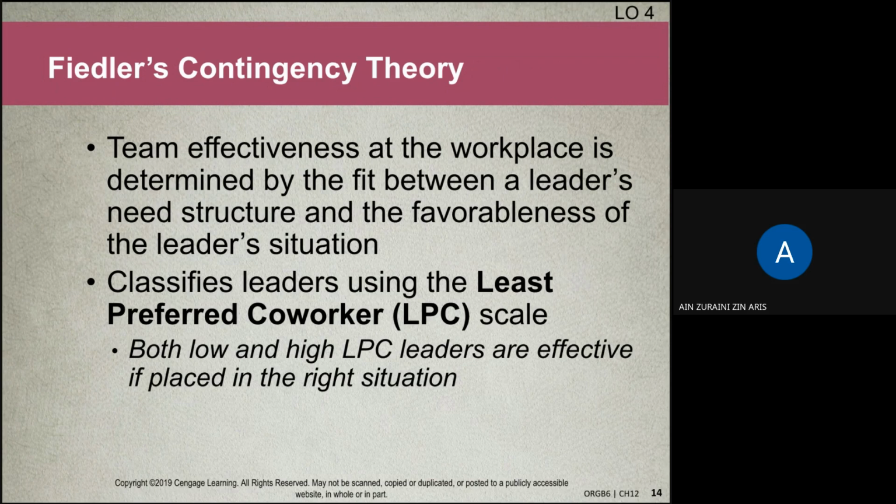and so on. If a leader gives their least preferred coworker a high rating, this means they still see some positives in that person. So these are called high LPC leaders, and they tend to be relationship oriented because they are comfortable with that particular individual.